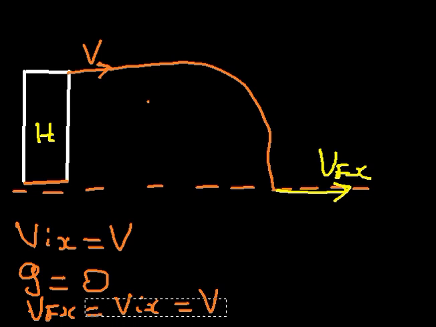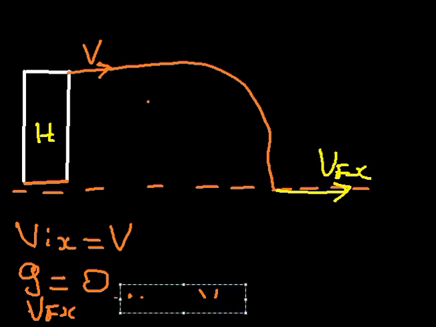What it means is that the final velocity along the x-axis will be the same as the launch velocity, if that's the case. So that's what it means there.